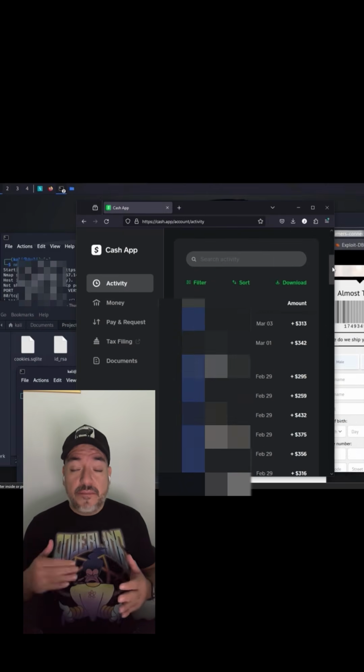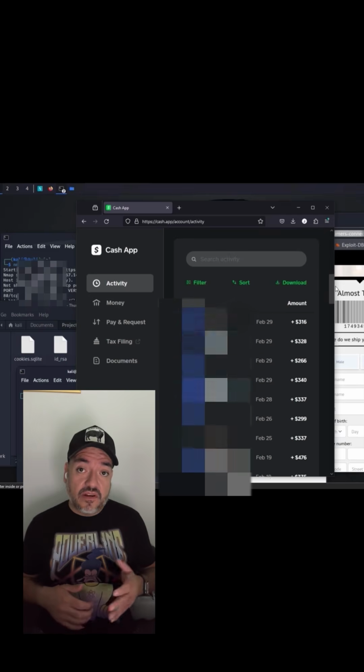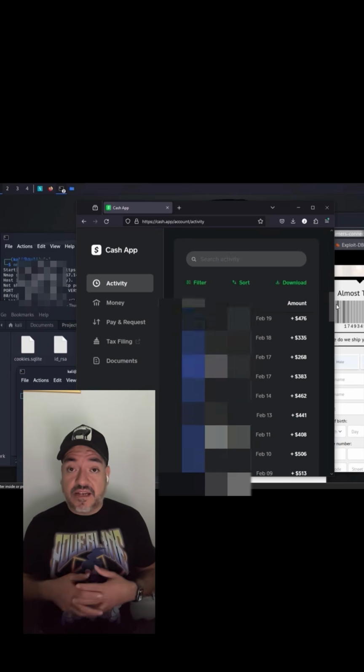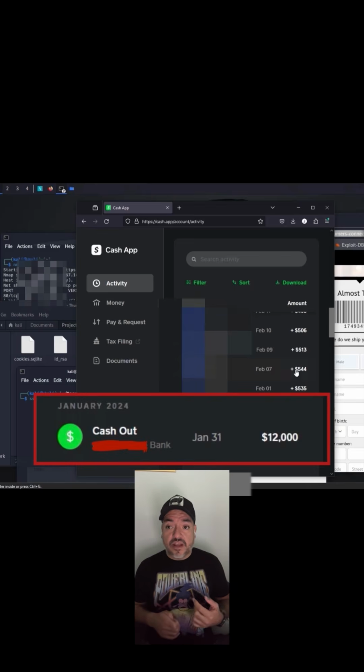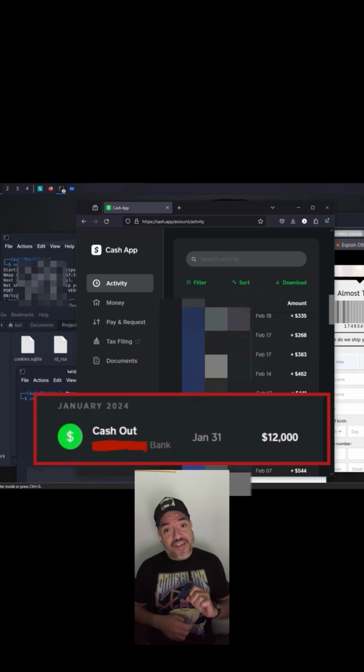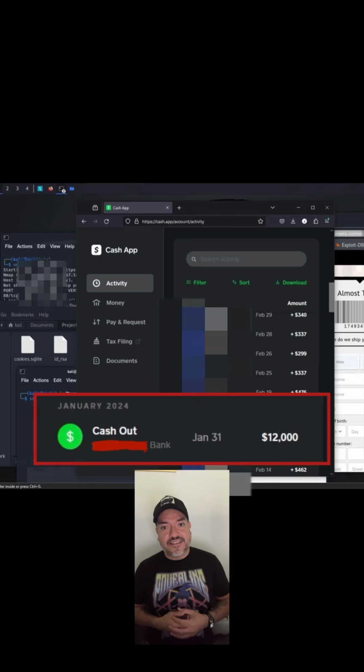There's nothing but inbound transactions between $200 to $500 all the way back to early February. And then in late January, it looks like there was actually a cash out where this individual transferred himself to his linked bank account $12,000. I decided I wanted to use this access to give people their money back.